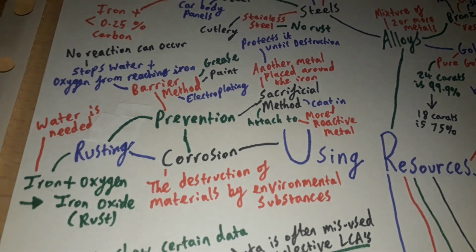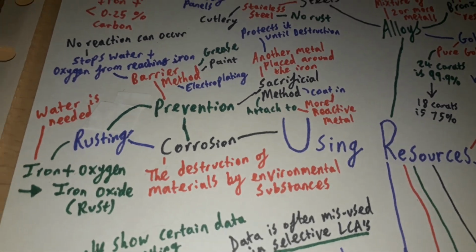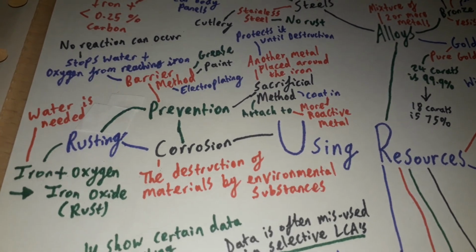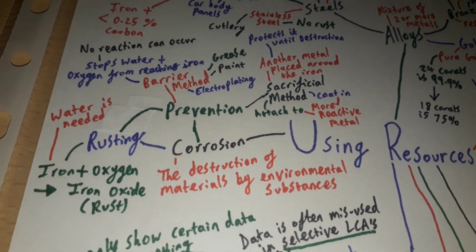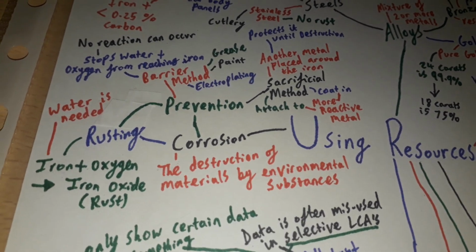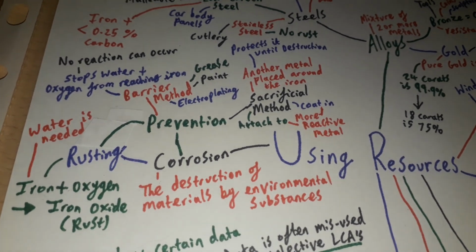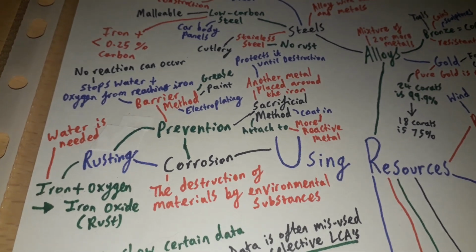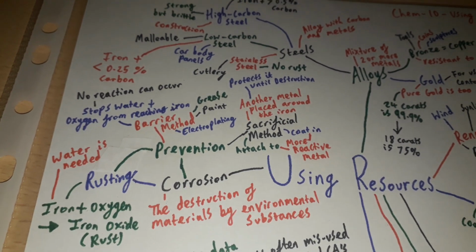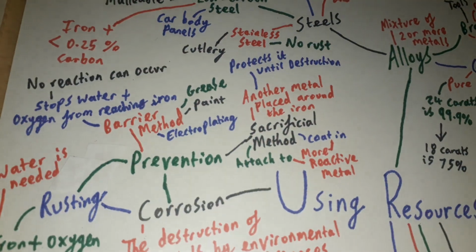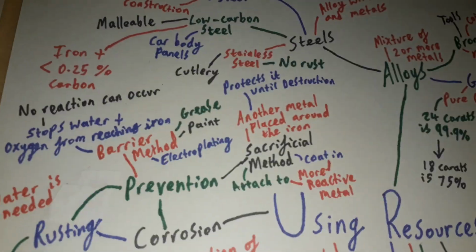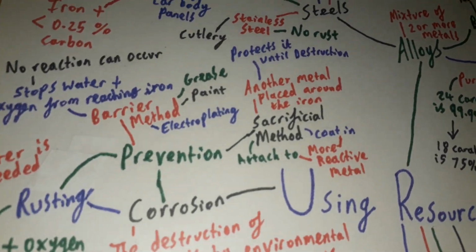So next, let's look at corrosion, and that's the destruction of materials by environmental substances. So one type of corrosion is rusting, and this is where iron is combined with oxygen chemically to make iron oxide, which is known as rust, and water is needed for this process. There are different methods to prevent rusting happening, causing prevention, same with corrosion.